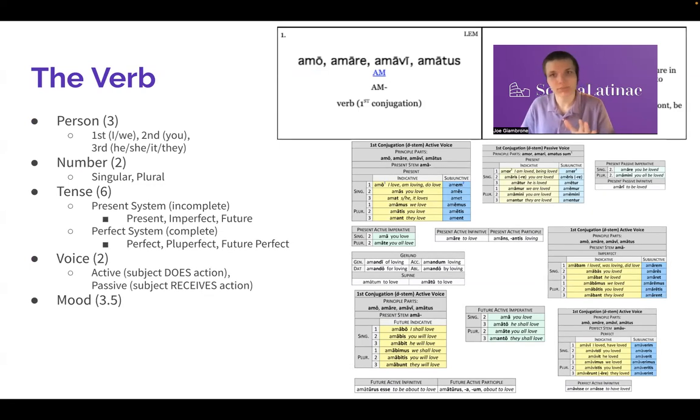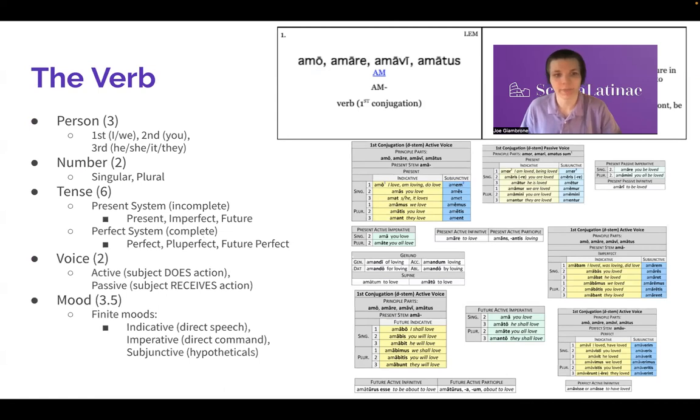Mood, mostly you're not going to have to worry about this when you're starting off Latin. Indicative is what you're going to see most often. It's just direct speech. I love, you love, etc. Imperative is if you want to order someone to do something, love. And then subjunctive is used for like, if only we should love, and hypothetical things. You're not going to hear about that for a little while at least.